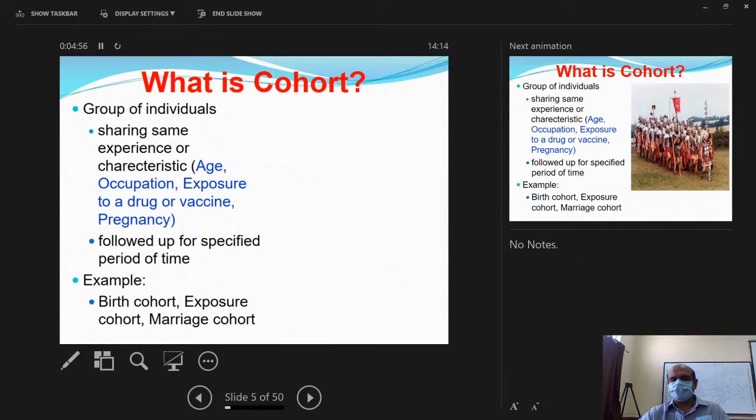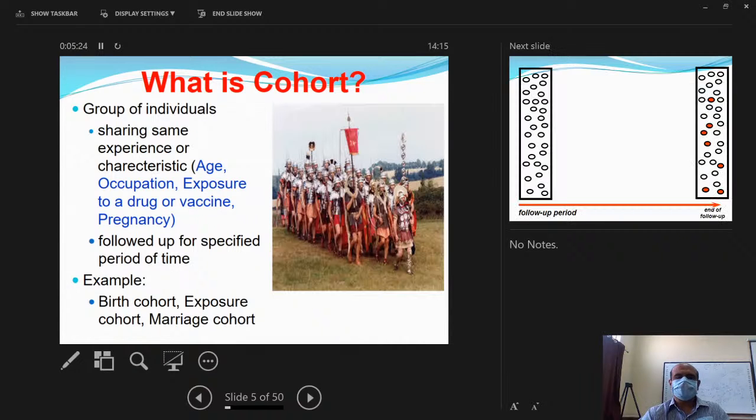And any exposure cohort, for example the people who are exposed to a poor nutritional diet may have many different diseases. Exposed to a poor nutritive diet means either junk food or low nutritive diets. So you can make your own cohort.